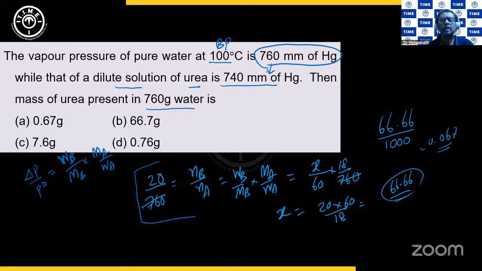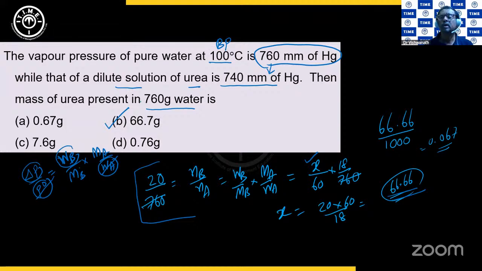So how much is delta P from 760 to 740? The change is 20. So 20 divided by 760. The weight of the solvent is also 760. So that and this will get cancelled out, right? And then what is this WB? WB is the X that we have taken up here, right? So that will be equal to 66.66, or answer is option B. Simple usage of the formula, right? All that you need to do is identify what formula is being employed here.